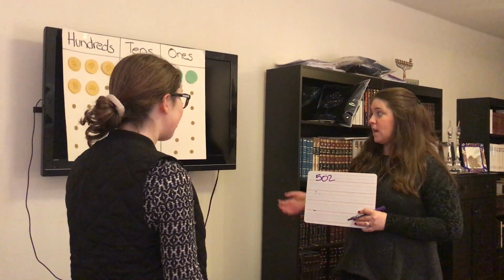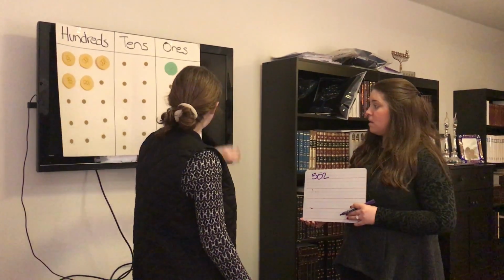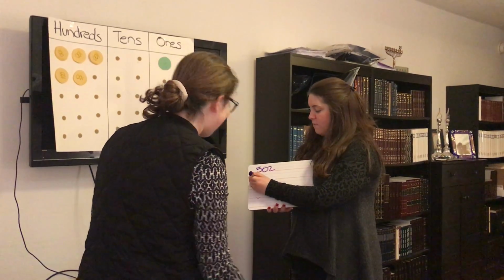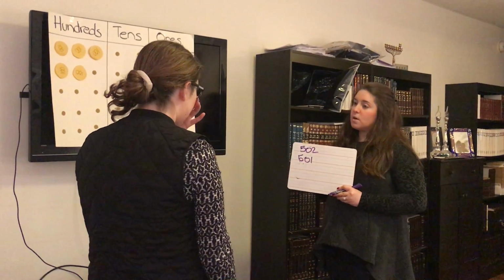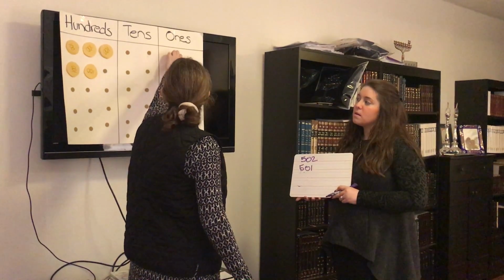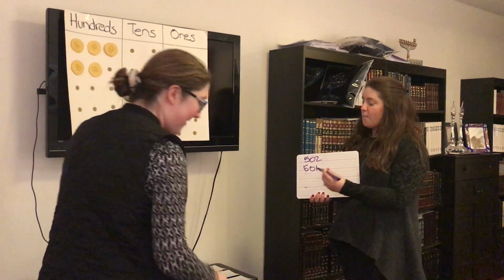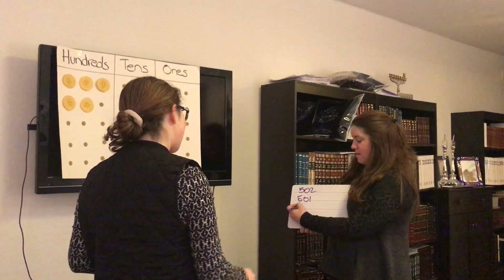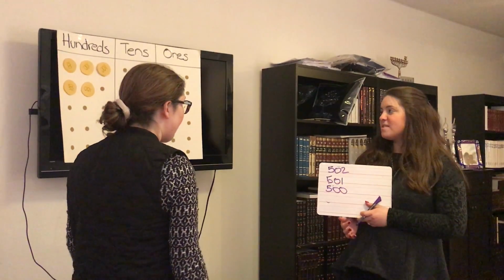501. Okay, so take away where you think you should take away. Here. What does that give you? 501. Great, I'm going to write that for you. What if I take back another 1? Count back 1 more. Great, what does that give you? 500. And how do you write that? How do I write it? 500. Awesome.